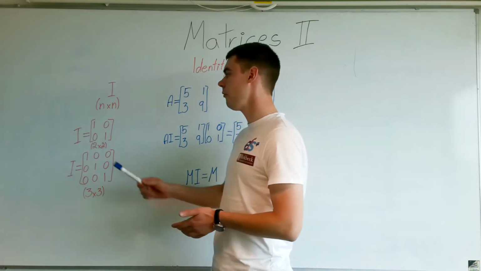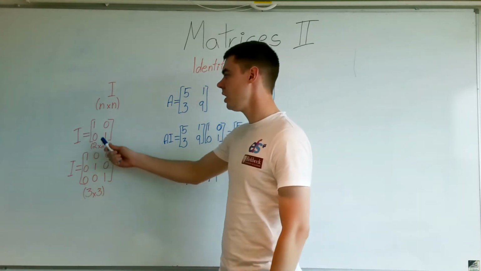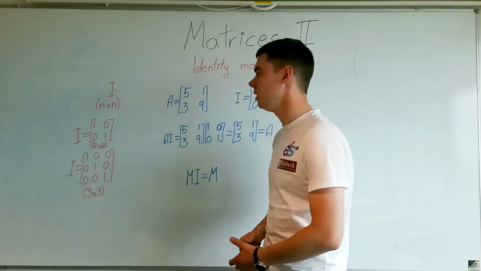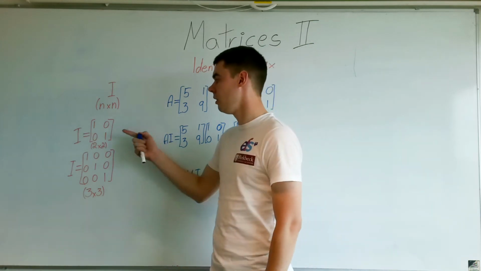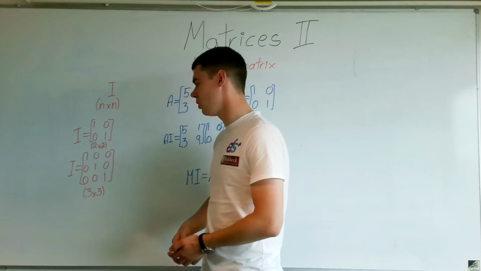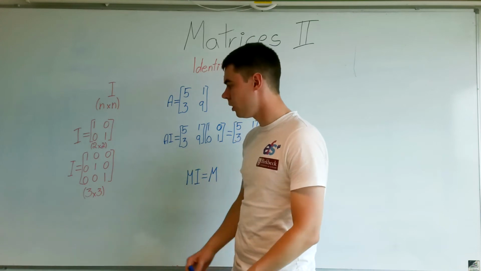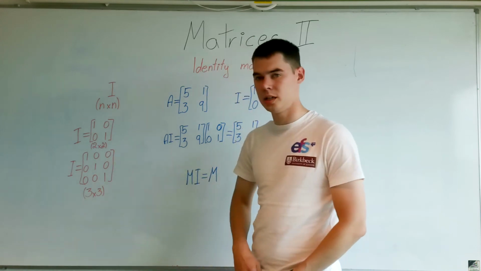For example, if we have an identity matrix with an order of 2 by 2, you see that the leading diagonal has only numbers 1 and all other numbers are zeros. Or an identity matrix with an order of 3 by 3. Again, the leading diagonal has only 1s and all other numbers are zeros.